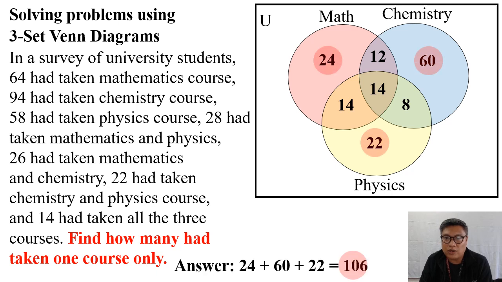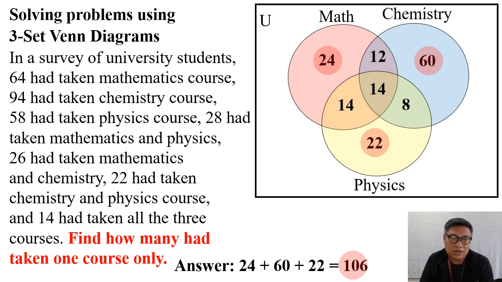So if we are going to highlight now the 24, the 60, and the 22, these are the only answers. So there are only 24 who had math only, chemistry there are 60, and physics there are 22, because we are only going to add those who had only one course, meaning they don't have any other courses but only one. So the answer now will be 24 plus 60 plus 22 is 106. So a total of 106 students.